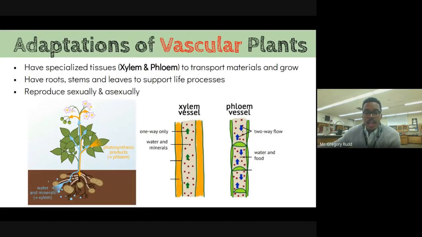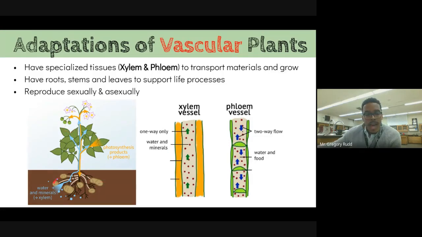Vascular plants have specialized tissues called xylem and phloem that allow them to transport materials and grow. So this xylem is really, really small, it's like a blood vessel. It's a plant's version of a blood vessel. Of course, there's no blood inside of it, but what you would find inside of it is water and various minerals. And these are really, really microscopically small, okay? And so because they are so thin, the chemical and physical properties of water allow it to just move all the way from the roots to the leaves.